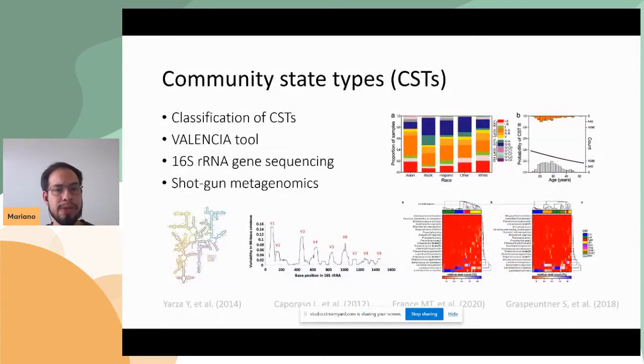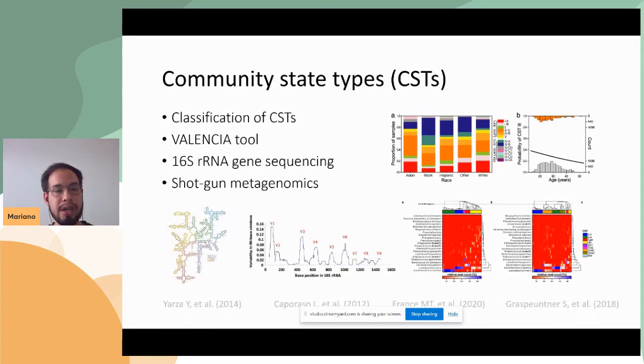The classification of CSTs is usually performed by unsupervised clustering analysis, but there has been an increase of studies classifying CSTs into up to 9 groups. So there's a need for a consensus for classification of CSTs. For this purpose, there was a recent development of a tool, the VALENCIA tool. It can classify CSTs using a huge data set of microbiomes.